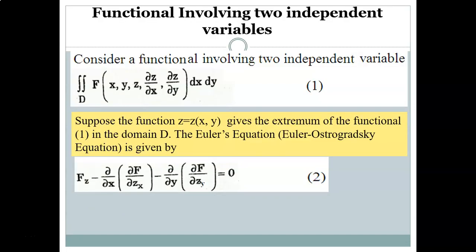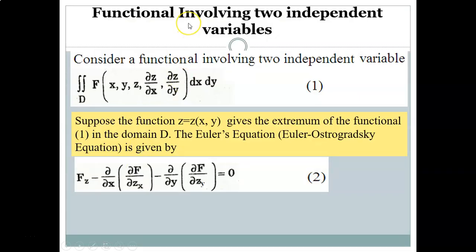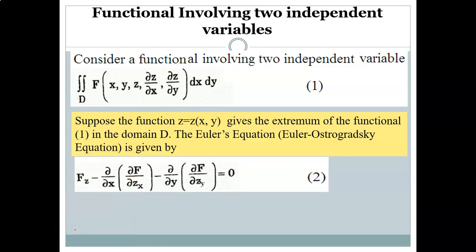So you see, first of all, we are discussing the functionals involving two independent variables. Suppose you have a functional in this form, F of x, y, z, ∂z/∂x, ∂z/∂y. That means here z is depending on two variables x and y.